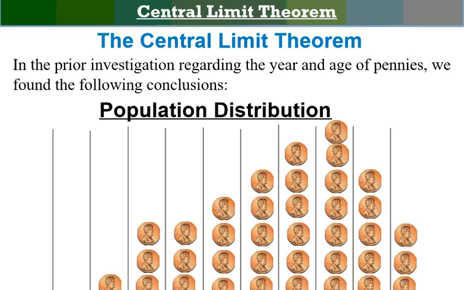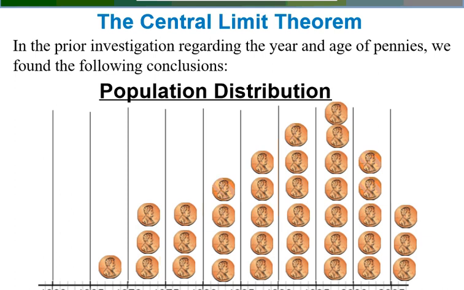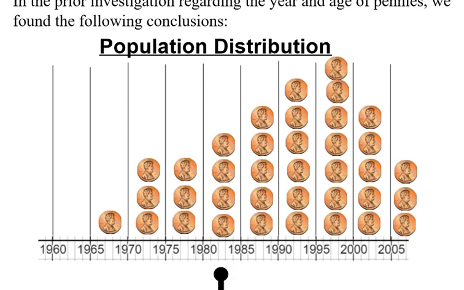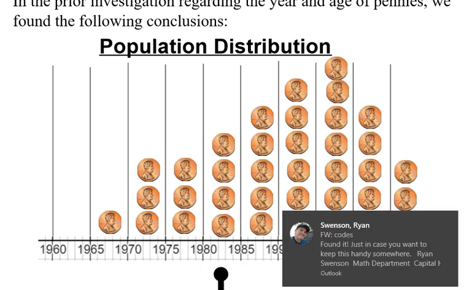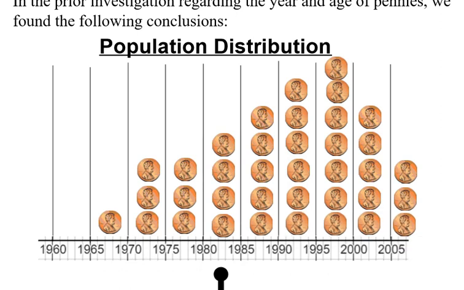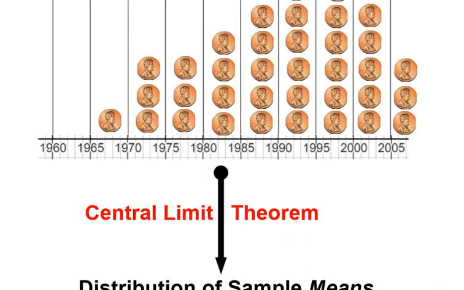To extend on what we were doing in the penny investigation, we found the following. The population distribution, that is the pennies that were in the bag, looked something like this. If you look at this natural distribution, it looks like the average aged penny is between 1995 and 2000. These are all the pennies. So what we did is we drew a bunch of samples out, we calculated their average, and we did this over and over and over again. And then we plotted each of the averages in a distribution.